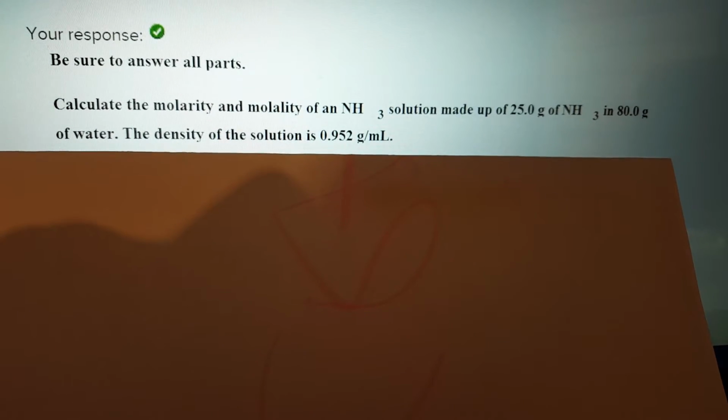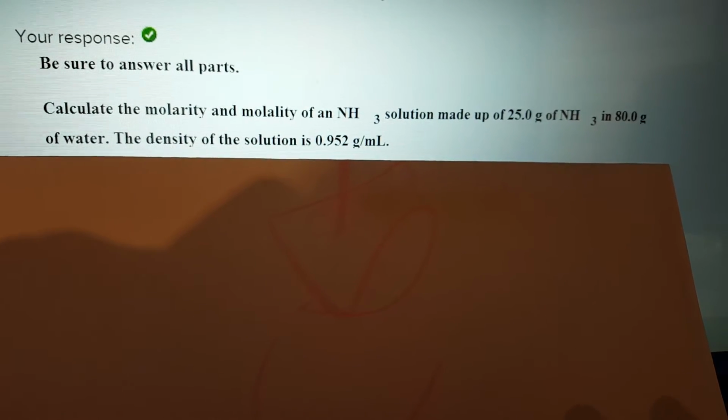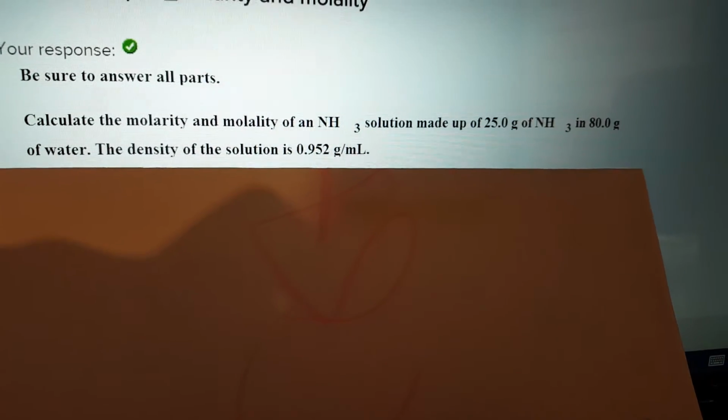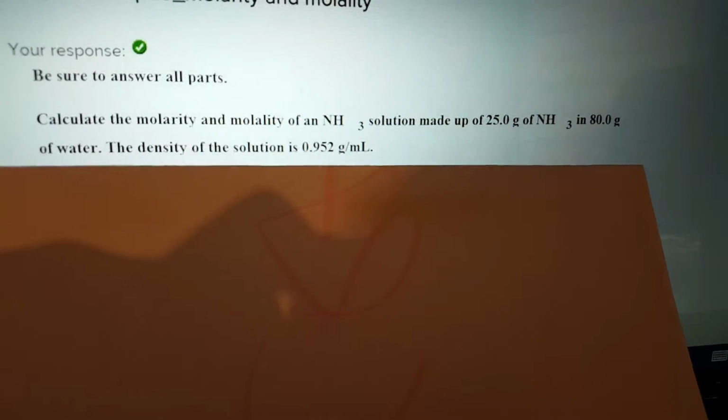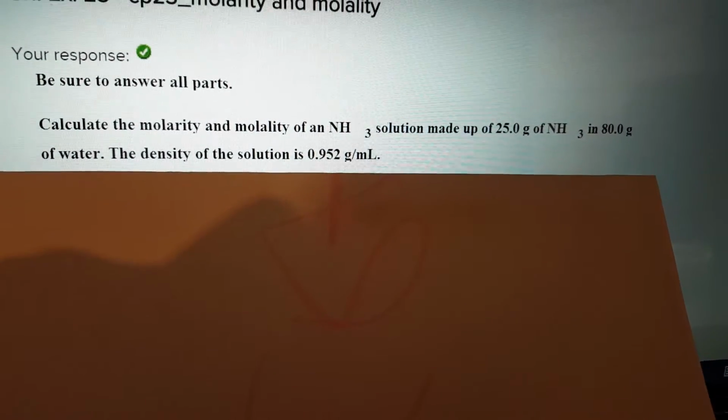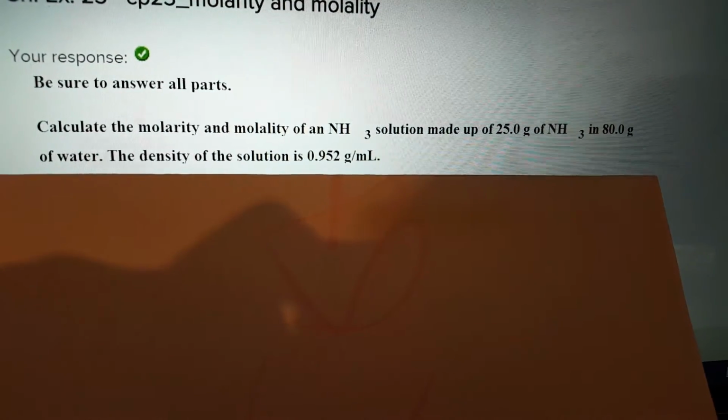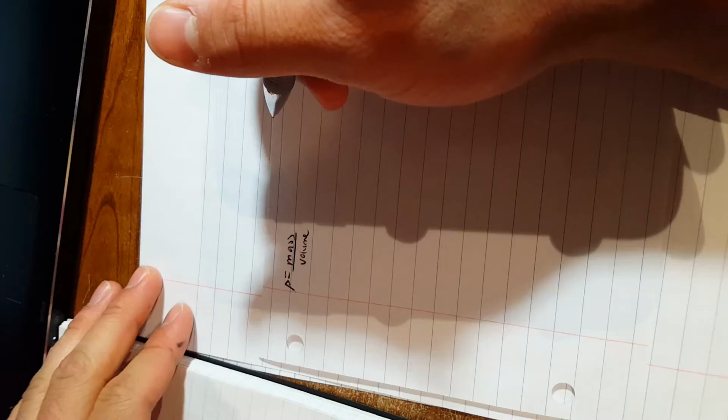This question asks us to calculate molarity and molality of an NH3 solution made up of 25 grams of NH3 and 80 grams of water, and gives us the density of the solution as 0.952 grams per milliliter. Okay, so first we need to start off with molality.